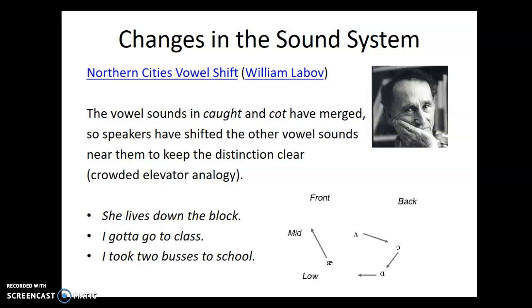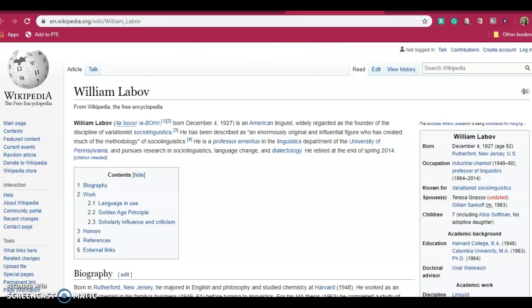And William Labov is the sociolinguist who came up with this theory of language change, of pronunciation change. His picture is right there. I'm going to take a quick trip over to the Wikipedia page about him. It's kind of an important person to know about in the field of linguistics. So he's an American linguist, widely regarded as the founder of the discipline of variationist sociolinguistics. So he's definitely a very influential figure in that field.